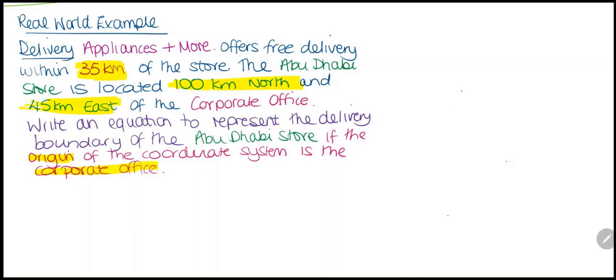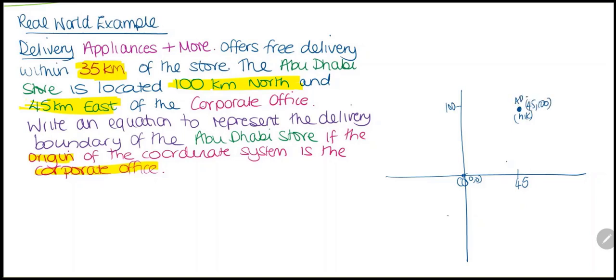So if we draw, this is our corporate office at 0, 0. And we know that the Abu Dhabi store is 100 kilometers north, so let's write 100. And it is 45 kilometers east. So if our store is here, this is the center. So our vertex is h, k, which is going to be at 45, 100. This is the Abu Dhabi store. So we're going to have a circle with a center here, and the radius, we're told, is 35 kilometers.